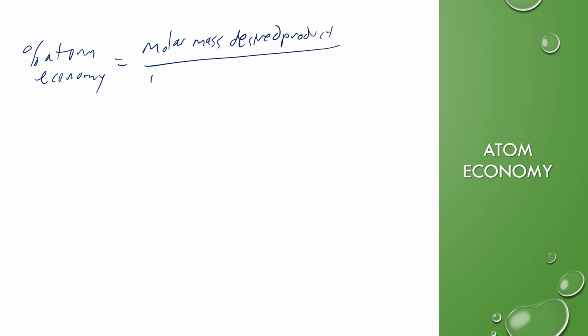Now another way that we can measure the success of a reaction, like how good it went, is something called atom economy. And this formula is in your data booklet. But the percentage atom economy is equal to the molar mass of your desired product, what you're trying to make, divided by the molar mass of all reactants added together, times 100. So you do not include any side products, basically.